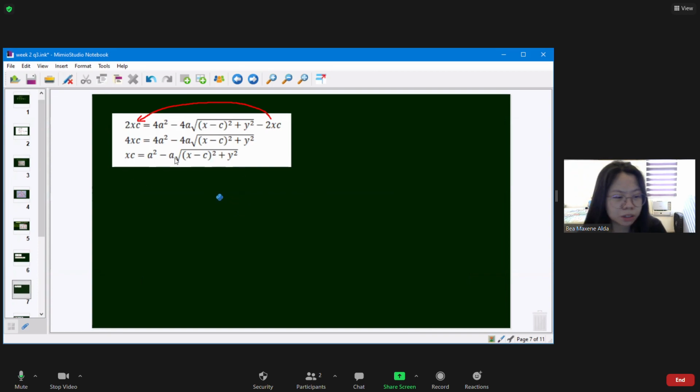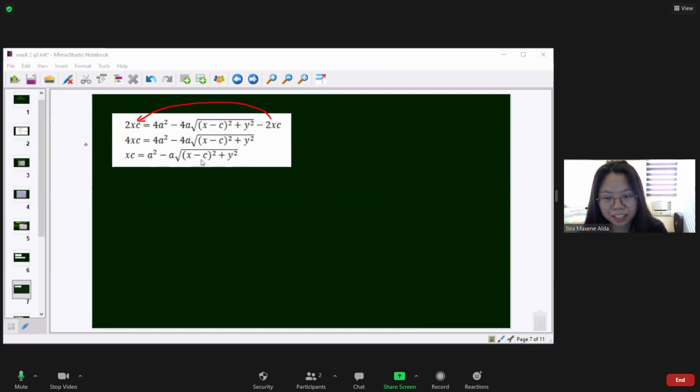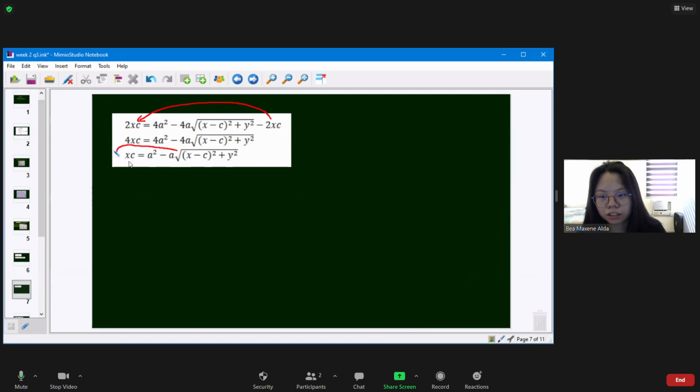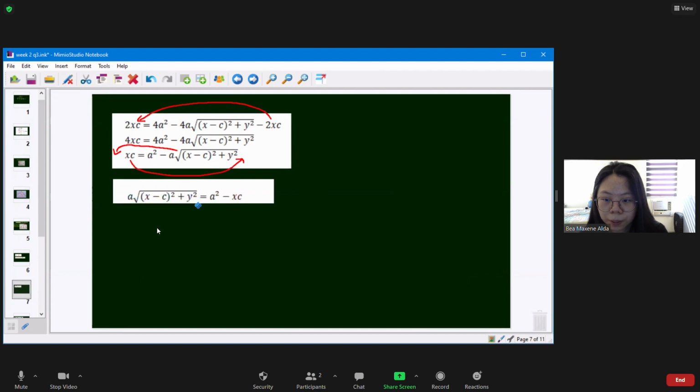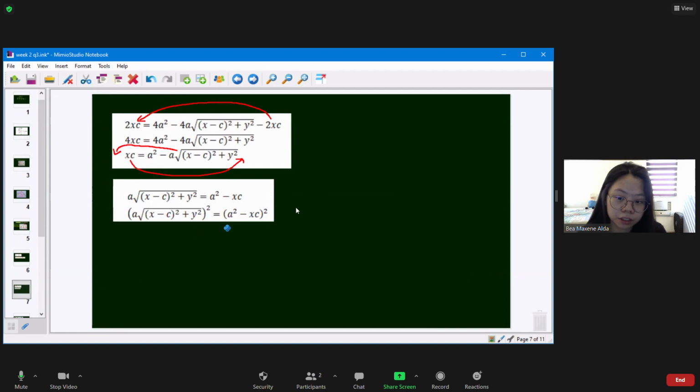So, may square root na naman. In order to do that, isolate muna natin, no? Like we did earlier. Isolate to the other side. And then si xc, lagyan natin sa kabila. So, we can finally square it. And then we finally square it like so. Mawawala lang si square root, magiging a squared. And then, dun sa kabila, magiging square of a binomial.